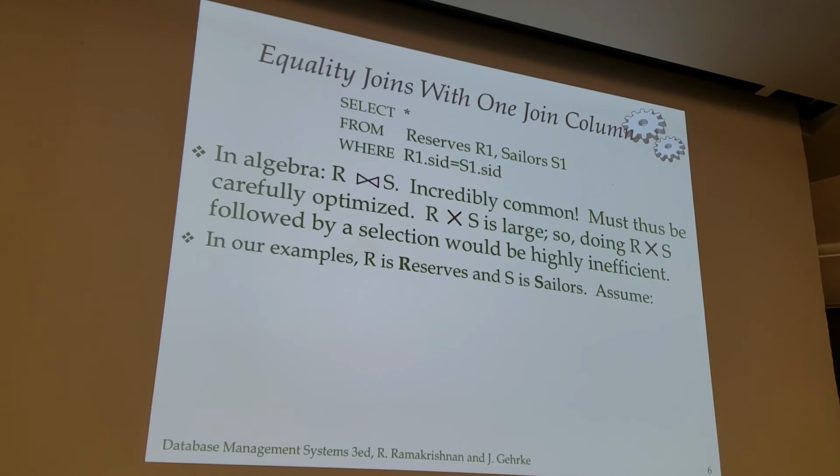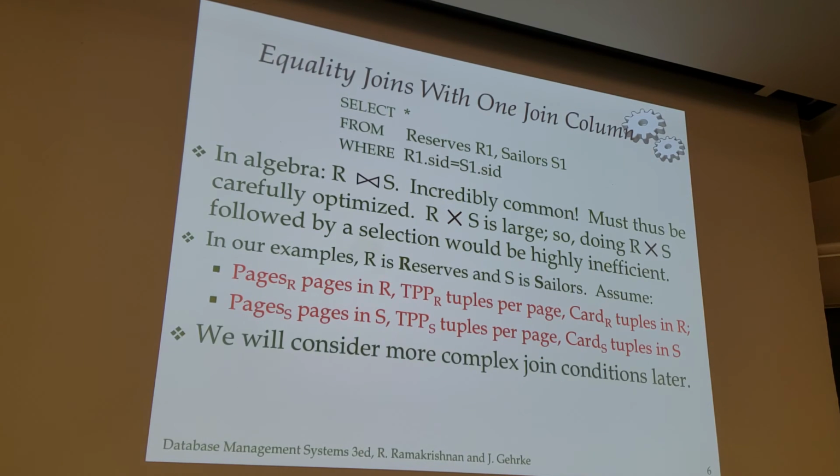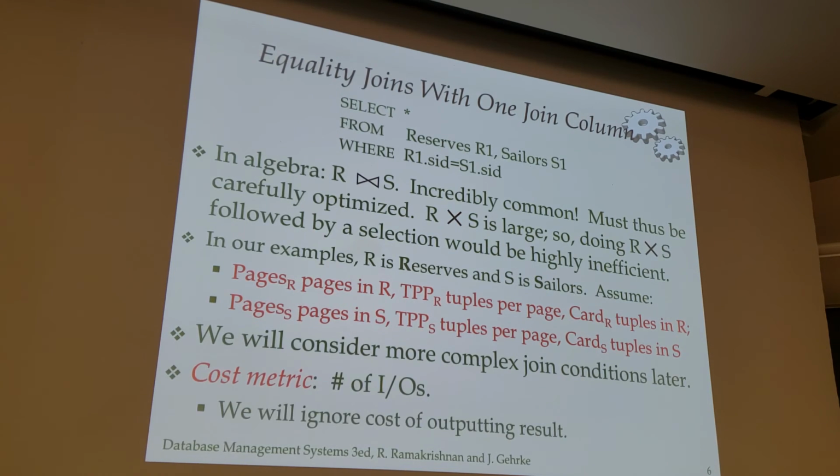So in our examples, R stands for reserves, S is for sailors. Again, we assume pages, tuples per page, and cardinality, as opposed to the notation in the book, which is incomprehensible. Same thing for S. We're going to look at more complex join conditions other than equality later, but we're going to focus on equals. And again, a critical thing here, and it was even true in the other lecture, we're not going to worry about the cost of outputting the result.